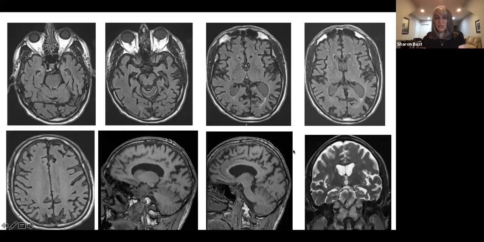Now remember, this patient came to us 4 years down the road, and remember that logopenic PPA is driven by Alzheimer's disease. So that's why he's looking more like an Alzheimer's disease with his MRI.